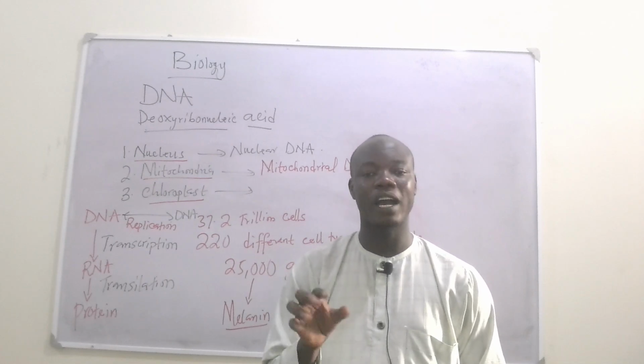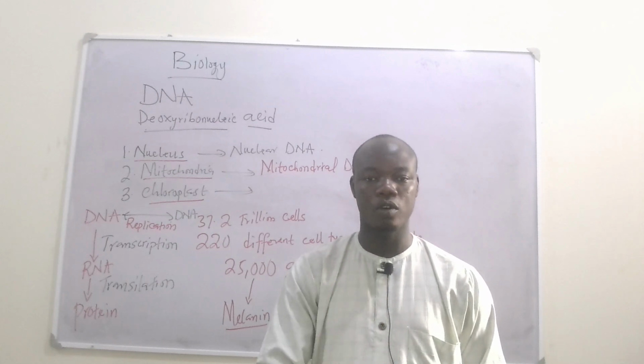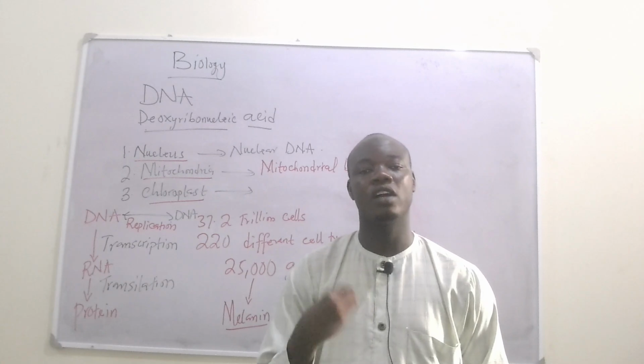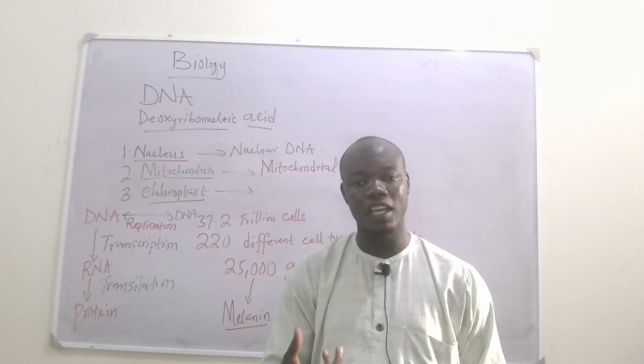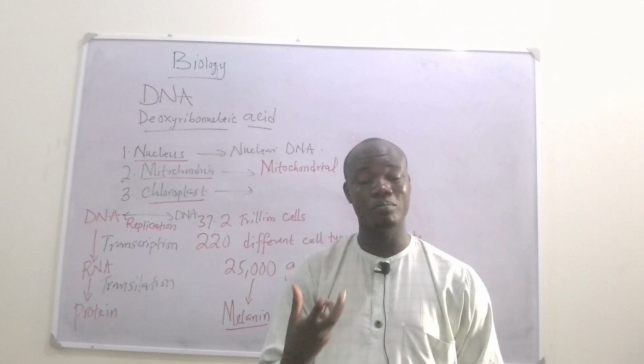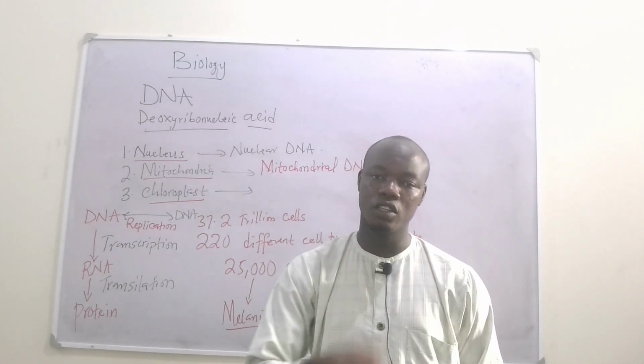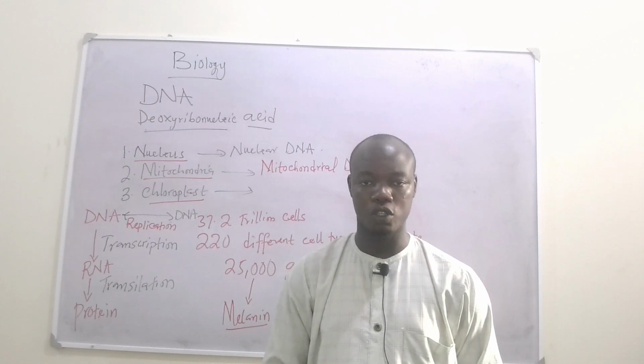Like, for example, we have red blood cells. In red blood cells, we have a protein called hemoglobin. So therefore, in our red blood cells, we have DNA, and the DNA in the red blood cells has the ability to produce hemoglobin, and that is what makes the red blood cells involved in transporting oxygen throughout the body tissue.